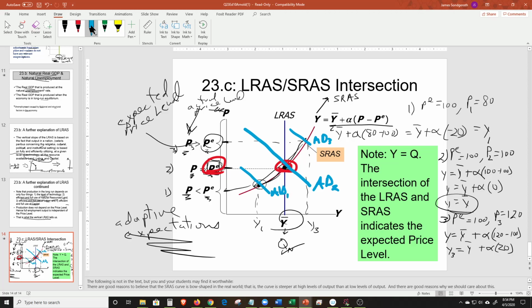So in other words, we would have a short-run equilibrium here, though it would be not a stable equilibrium. Here we have a short-run and a long-run equilibrium. This is a stable equilibrium. Here we have a short-run equilibrium, but not a long-run equilibrium, so that's not stable.